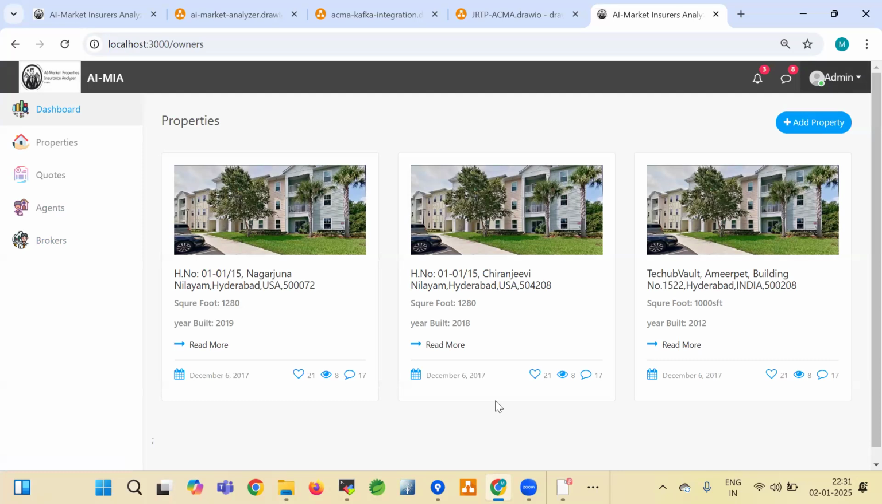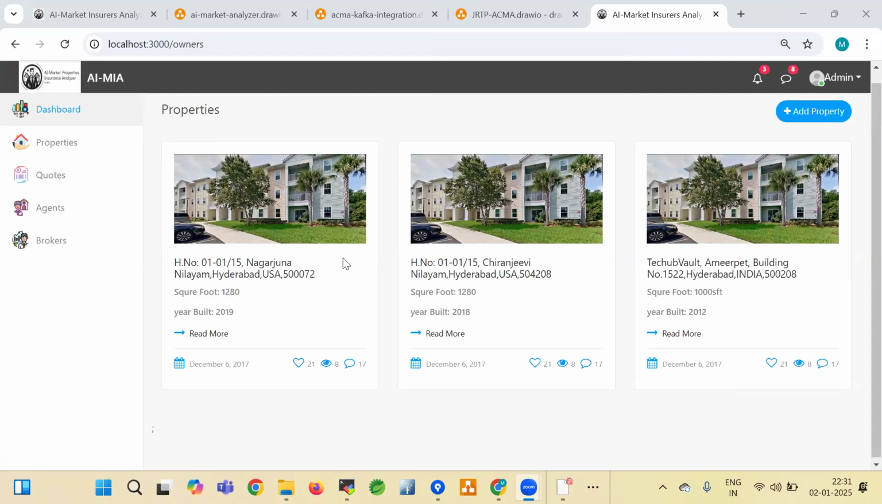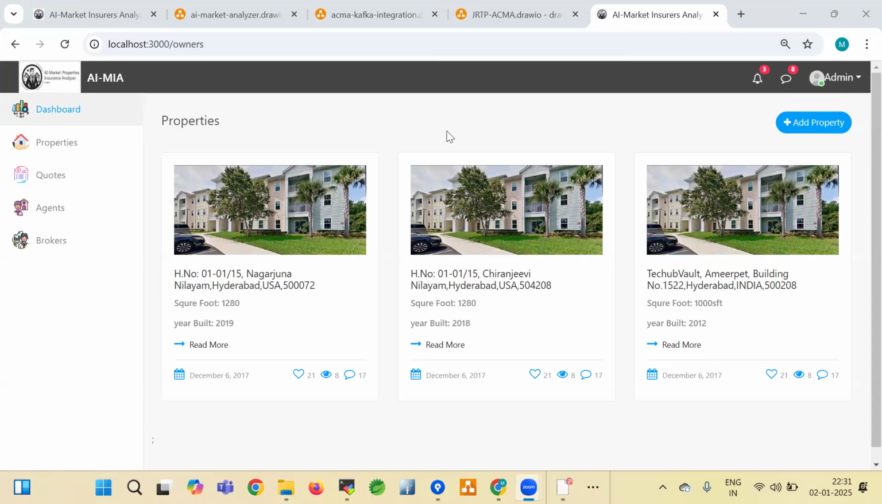Yeah, so here for the owner, only the properties related to the owner will be displayed. The other owners' properties will not be displayed, right? Obviously. Let's say I'm the owner and I have these three properties, and you are the owner, maybe you have different properties. So you can't see my properties, and I can't see your properties. So that is owner specific.